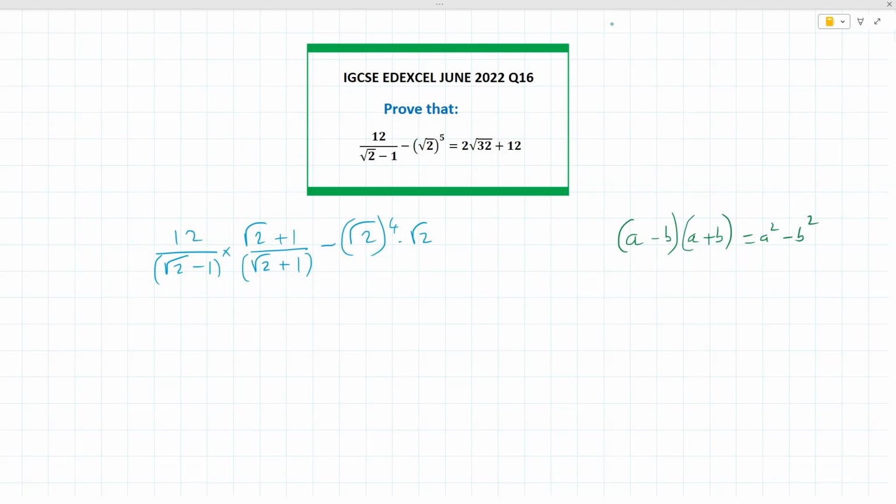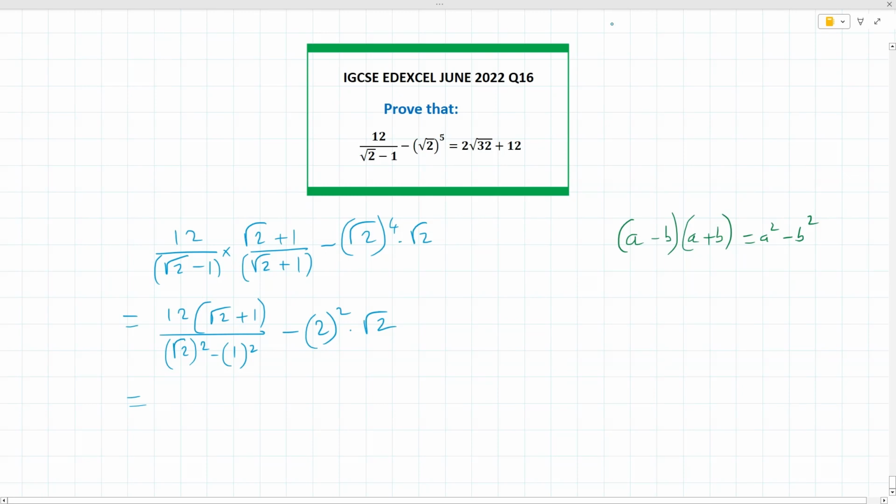So if we focus on what we're doing with the difference of two squares at the bottom here, we'll get 12 factor of root 2 plus 1, and that'll be divided by the square root of 2 squared minus 1 squared. And for our square root of 2 to the power 4, well, we're going to have square root of 2 squared, which is just 2. So this will be 2 squared times the square root of 2. That's because the square root of 2 and a number squared cancel each other out. So we've used the single square term to cancel the square root of 2.